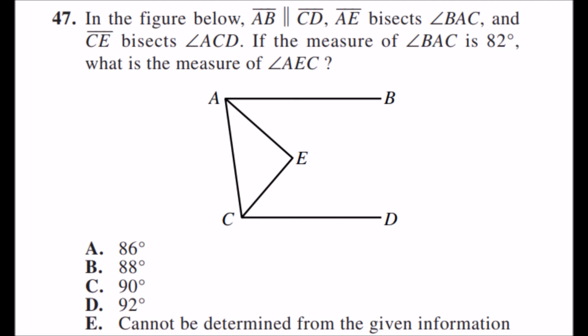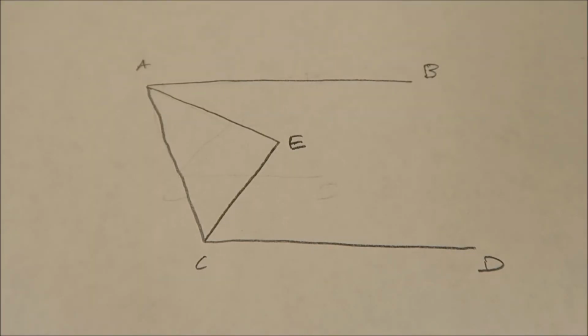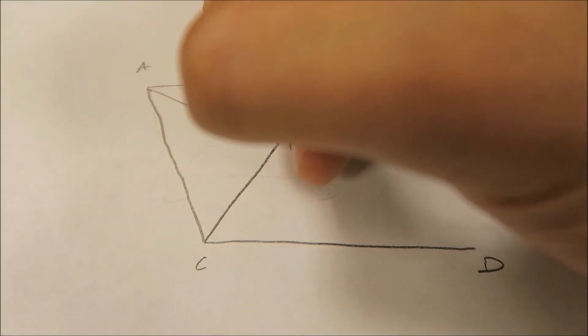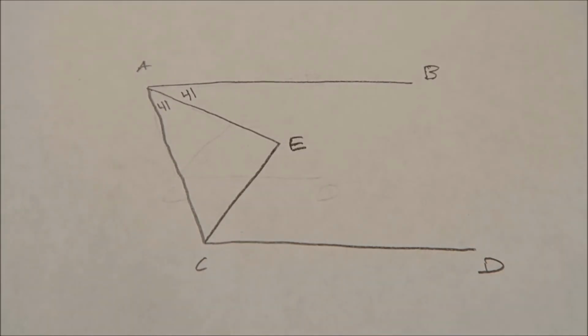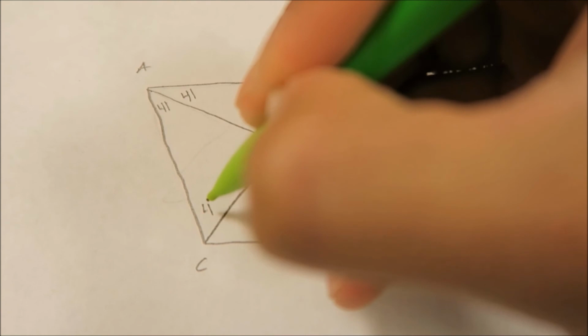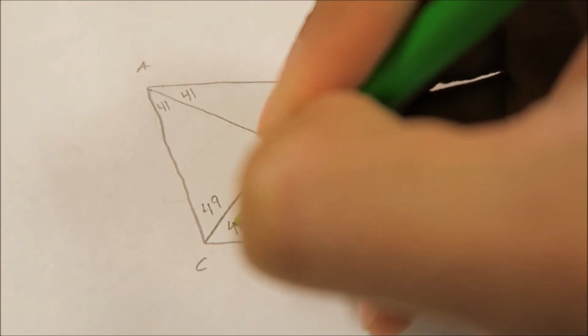That being said, you can start labeling whatever angle measures you know. The problem says that BAC is 82 degrees and that AE bisects BAC. So that means angle BAE and angle AEC are 41 degrees each, both adding up to 82 degrees. We also need to see that since AB and CD are parallel, angles A and C are supplementary, which means their angle measures add up to 180 degrees. So angle ACD is going to be 180 degrees minus 82 degrees, which is 98. And since CE bisects ACD, angles ACE and ECD are 49 degrees each, adding up to 98 degrees.